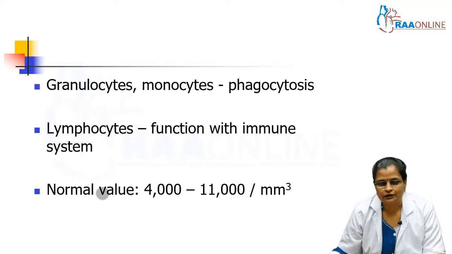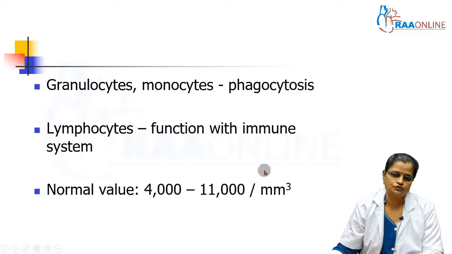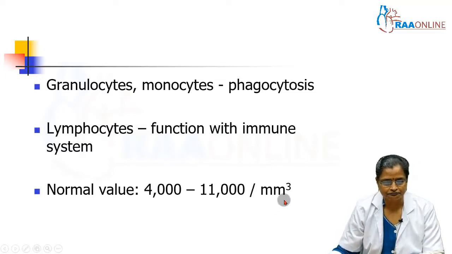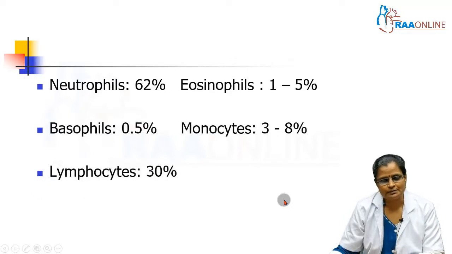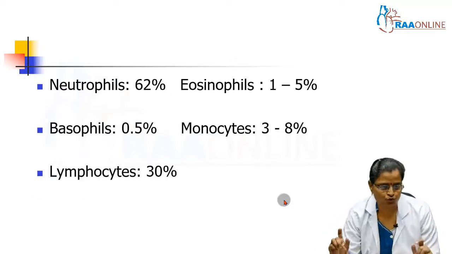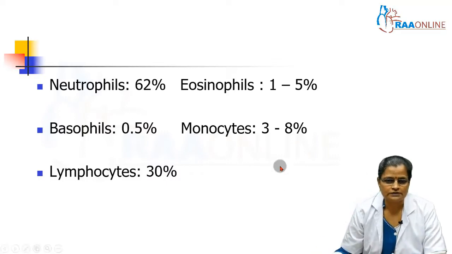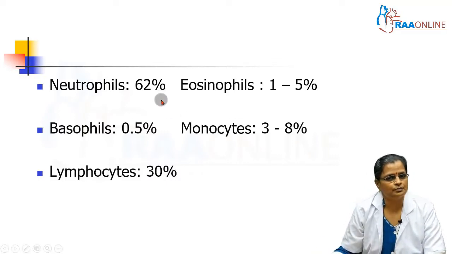What is the normal value of WBC? It is about 4000 to 11,000 per millimeter cube of blood. What is the percentage distribution of each leukocyte? The neutrophil is the commonest one, about 62% of total WBC. Eosinophils are about 1 to 5%, basophils about 0.5%, monocytes about 3 to 8%, and lymphocytes are the next commonest, about 30%.